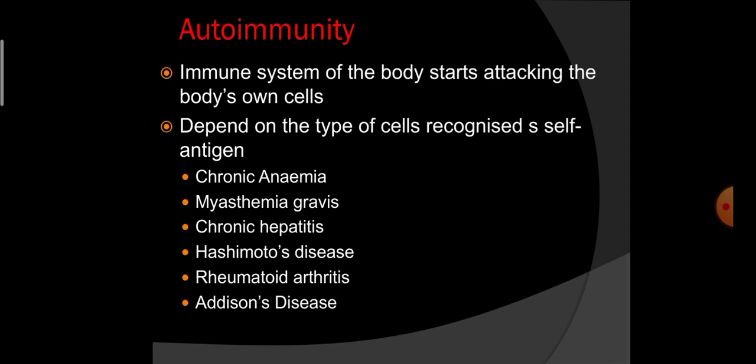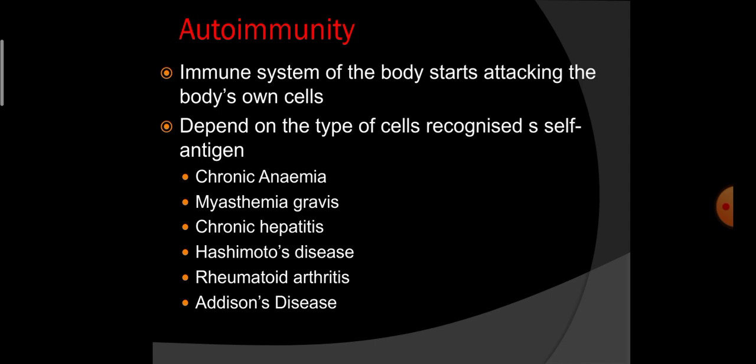Suppose they recognize RBCs as antigens, they will start destroying the RBCs. It will lead to anemia in the person, and it can be very severe chronic anemia. Imagine all the RBCs being destroyed in the blood. That is an autoimmune disease.